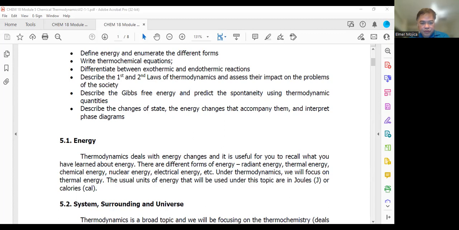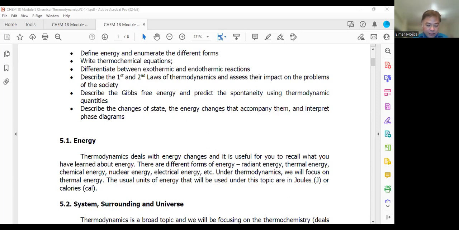So if we're going to look at the main thing here, we're talking about energy. So energy is what? The capacity to do. Capacity to move matter. Okay. To move matter, to do work.